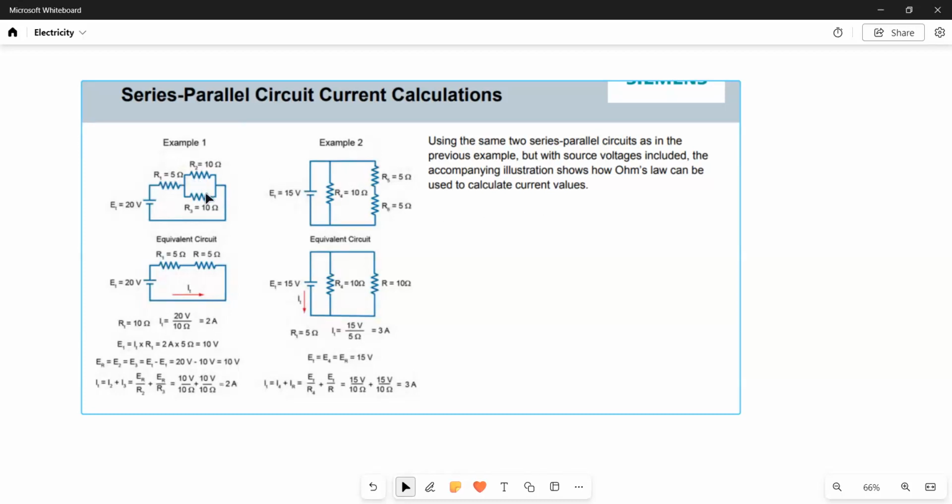So look here. If you want to know the current in the overall circuit, you take these two, add them up, and we got 5. So that's 5, and this 5 will become 10. So the current in the circuit is 20 divided by 10, which will give us 2 ampere. Right? Simple enough.